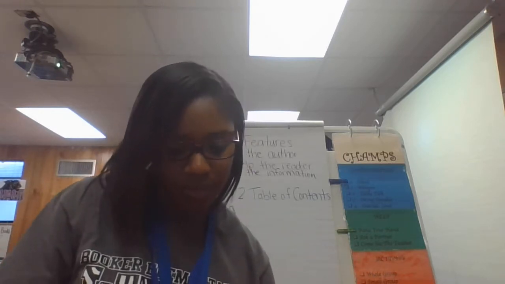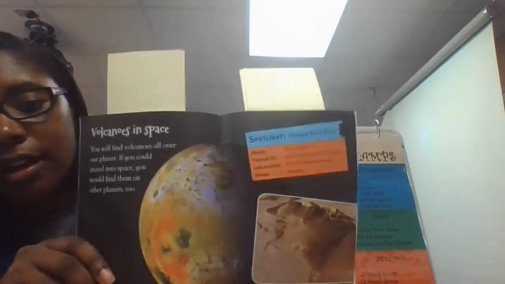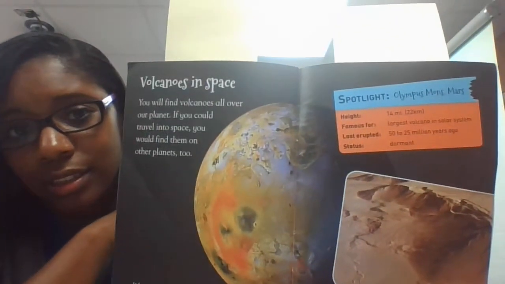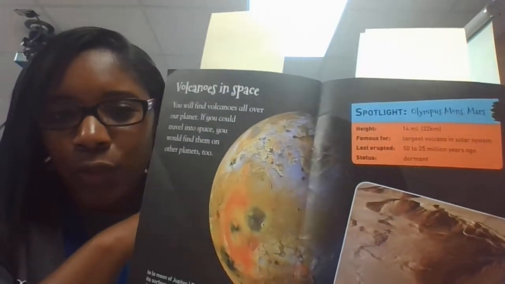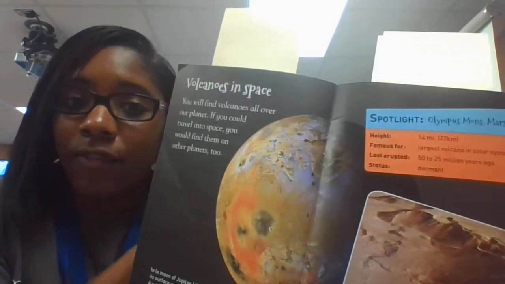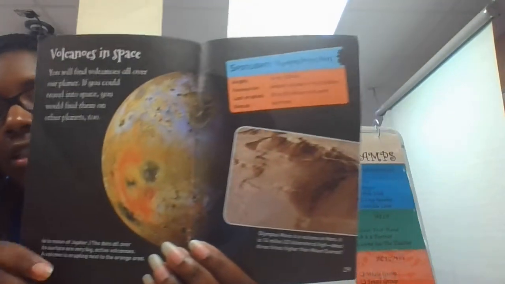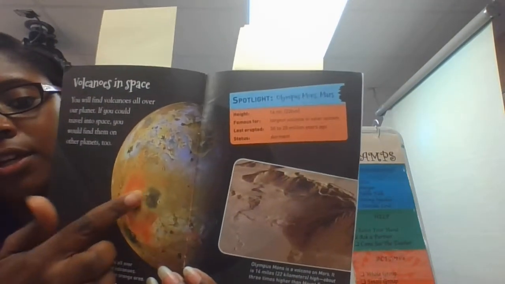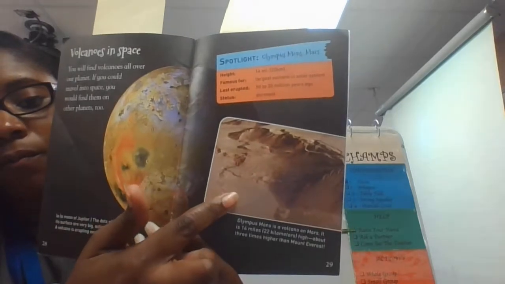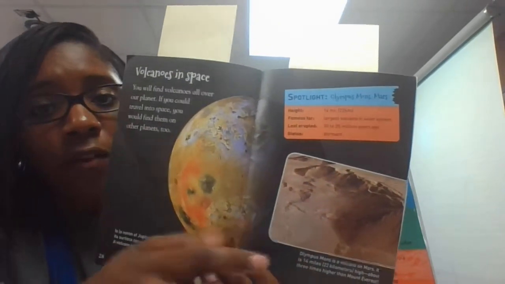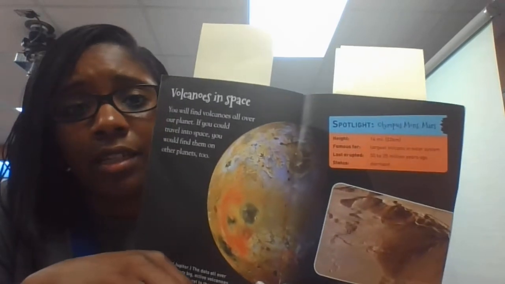Here he is. So this book gives us some pretty cool pictures. But pictures, when you're reading nonfiction, are actually a text feature because they help you understand what you're reading. So I have a picture here and I have a picture here. Now this picture is called a photograph. Photograph and picture mean the same thing.